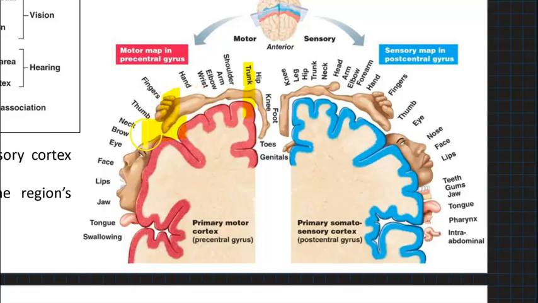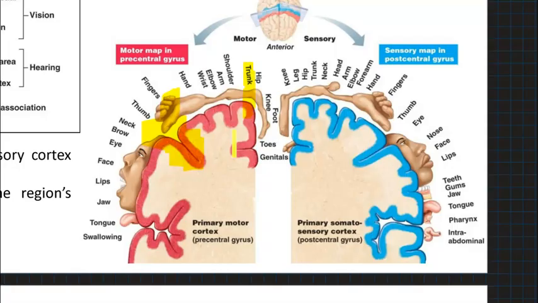This part, like all of it, controls your fingers and thumb. I'm going to ask you a stupid question. In terms of the size of the muscles that move your trunk versus muscles that move your fingers, which muscles are bigger? Trunk. And yet, your trunk muscles are controlled by a much smaller region of the motor cortex compared to your fingers.